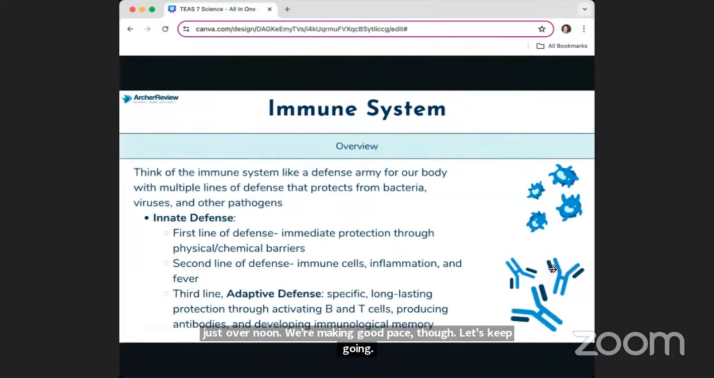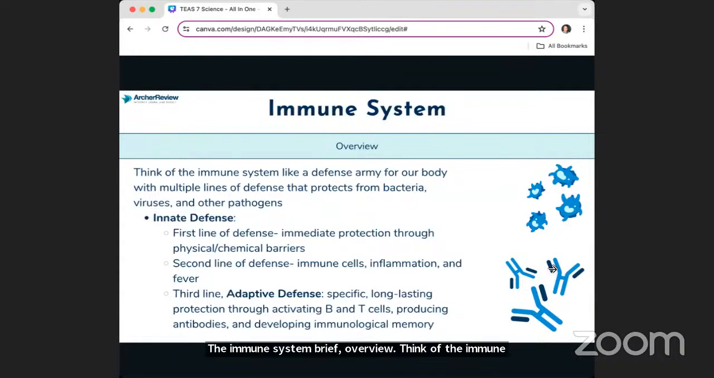The immune system. Brief overview. Think of the immune system like a defense army for your body, with multiple lines of defense that protects your body from bacteria, viruses, and other pathogens. The first line of defense makes up your innate defense. Think innate, natural. You don't really have to think about it. It's the first line of defense, immediate protection from physical or chemical barriers. Remember how we talked about your skin, the first line of defense against pathogens? That would be an example of a physical barrier.